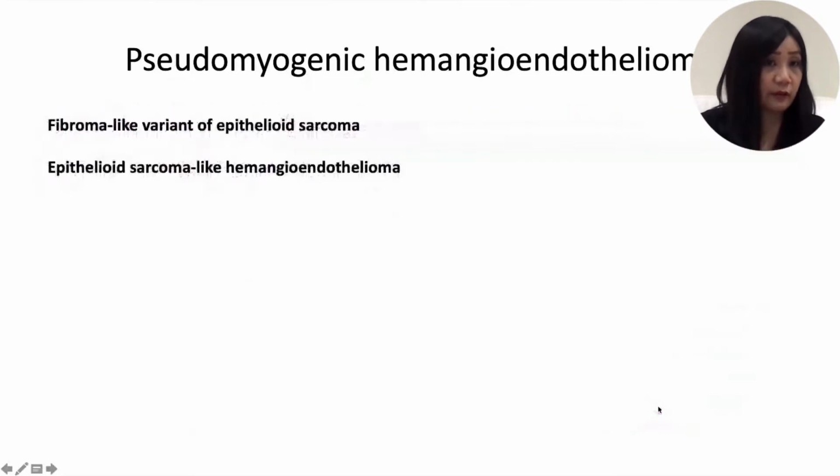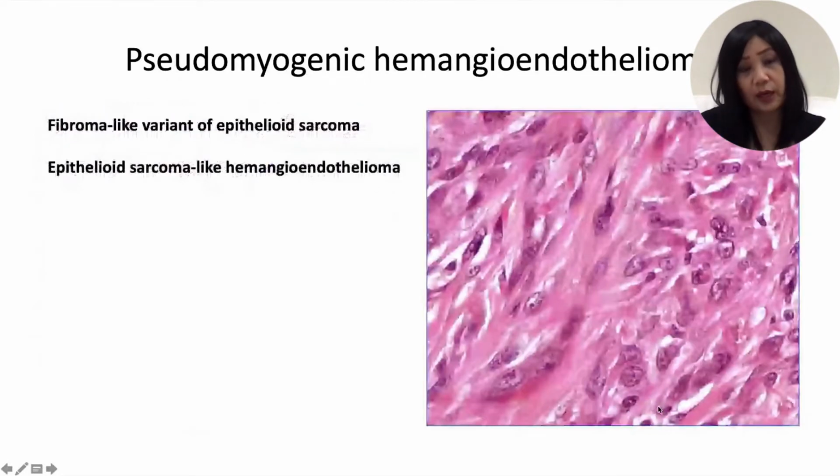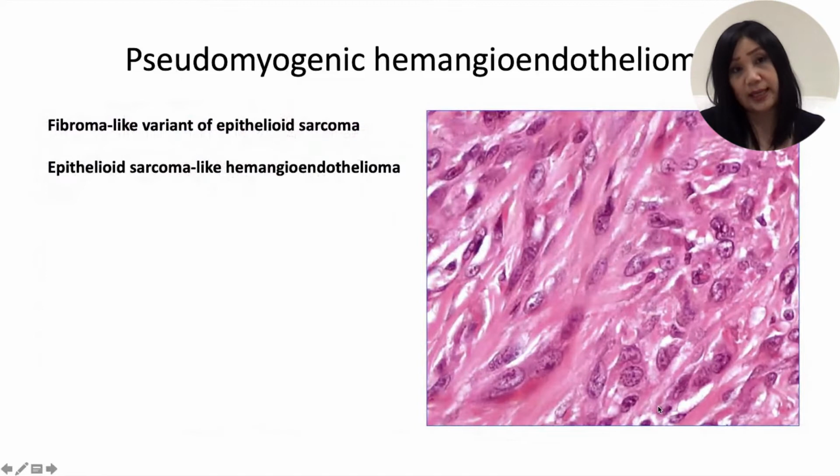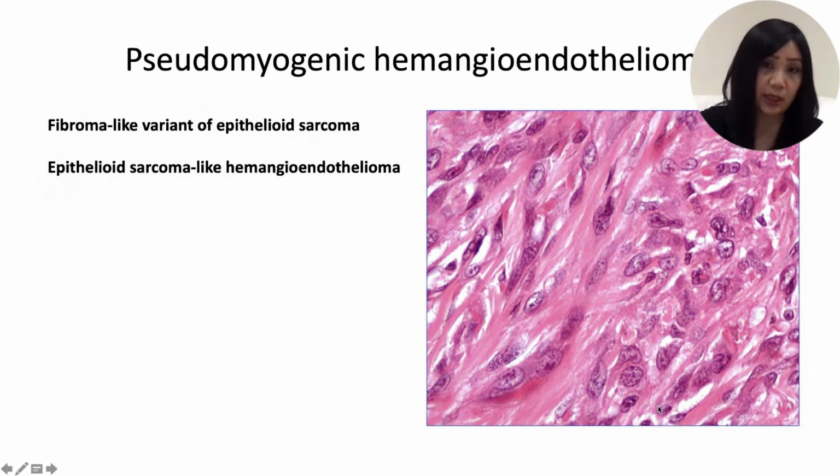But there's always been a lot of confusion with this tumour because of its similar clinical picture to epithelioid sarcoma, similar age group, and somewhat similar morphology and immunophenotype, which is why previously these have been called fibroma-like variant of epithelioid sarcoma or epithelioid sarcoma-like hemangioendothelioma.